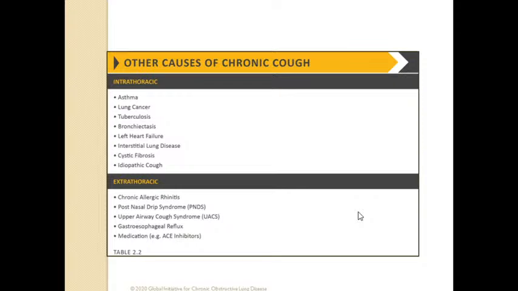And in a case of chronic cough, by the way, it's asthma, lung cancer; we should exclude tuberculosis, bronchiectasis, heart failure, interstitial lung disease, cystic fibrosis, idiopathic cough. And extrathoracic causes, including chronic allergic rhinitis, postnasal drip syndrome, upper airway cough syndrome, gastroesophageal reflux, and medication. For example, a patient may use an ACE inhibitor, which leads to chronic cough.